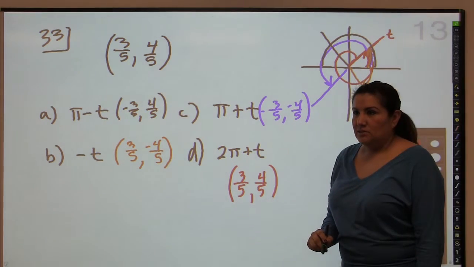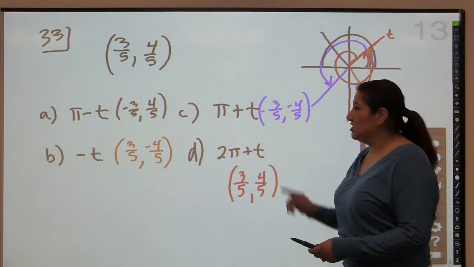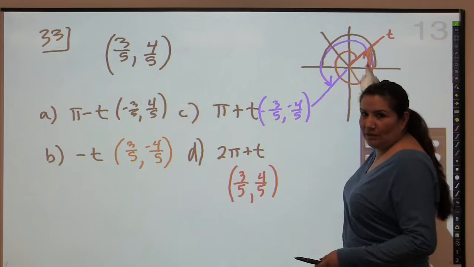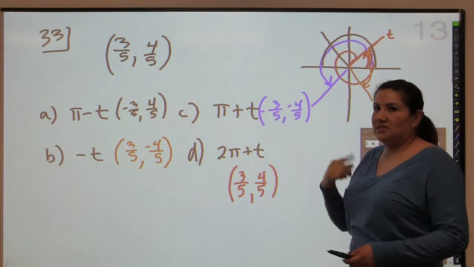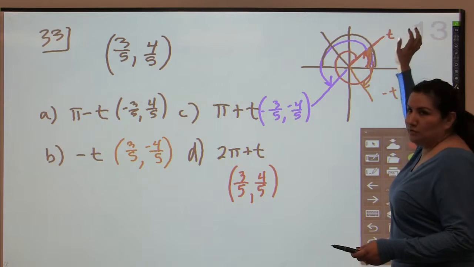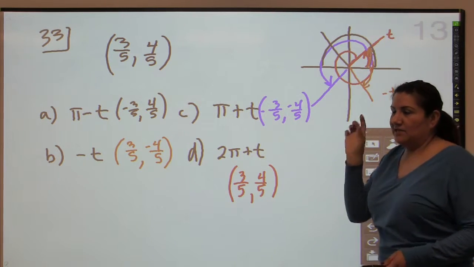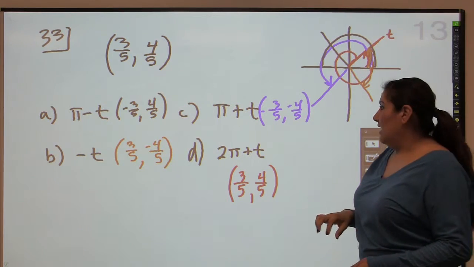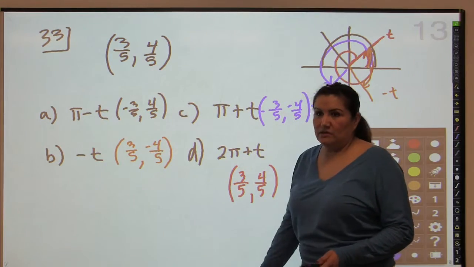So if it's 4 pi, it just means that you're going to do 2 circles. But you're still going to end up in the same spot, right? So just keep that in mind. It really helps to draw an arbitrary t somewhere, and then it helps to see where you're going to be. And then you can just figure out if it's positive or negative. That's all they want to know.